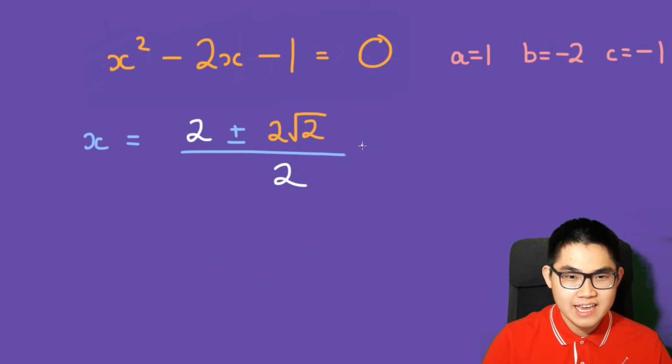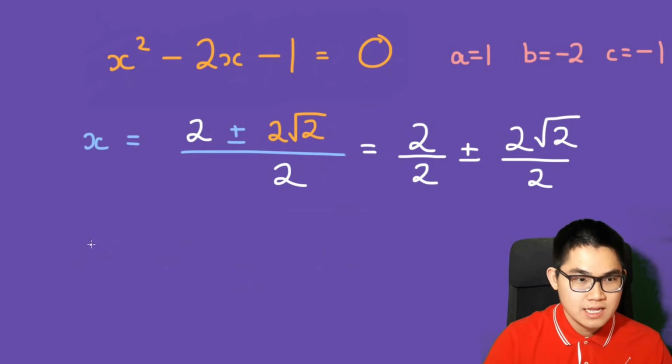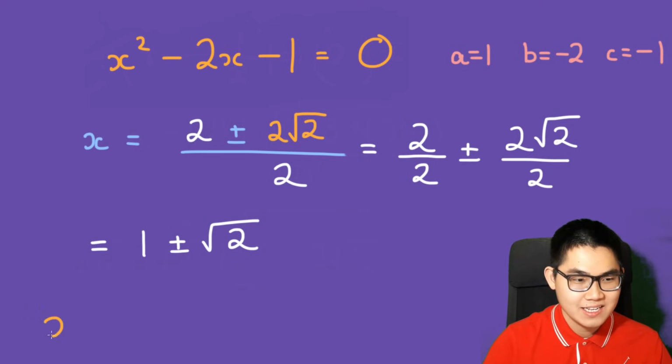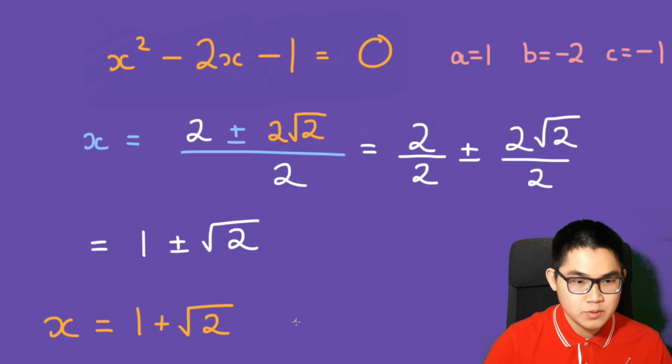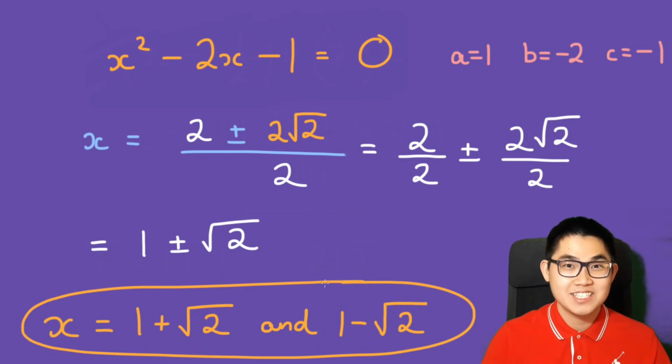This entire thing is the same as 2 over 2 plus and minus 2 square root of 2 over 2, which is basically 1 plus and minus the square root of 2. Basically, x is equal to 1 plus the square root of 2 and 1 minus the square root of 2. And this right here is your answer.